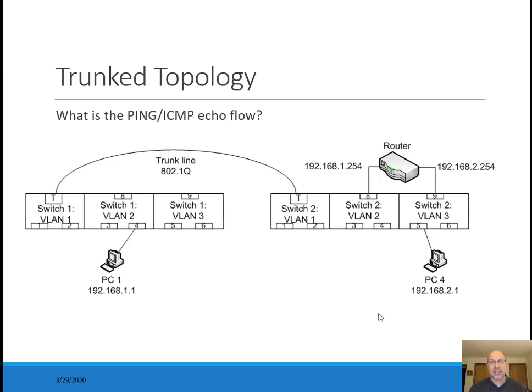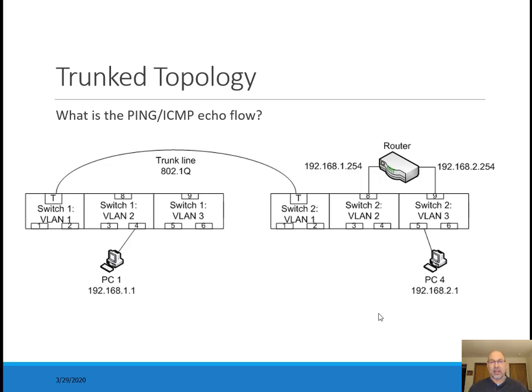PC1 now sends the ICMP echo request. So the ICMP echo request comes out. It is a unicast frame back to the router, but the IP header obviously is 1.1 to 2.1. So it goes out the trunk line, tagged for VLAN 2, goes across to switch 2, dumps it off to VLAN 2, goes up to the router, which checks its routing table, knows where the 2 network is, and then sends out an ARP on the other side for PC4. Now we'll stop right there. Hopefully you get the idea.